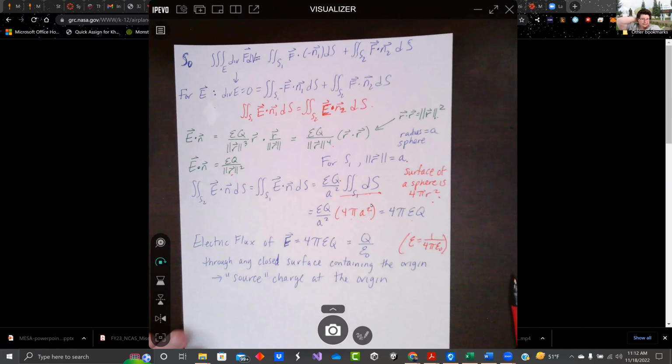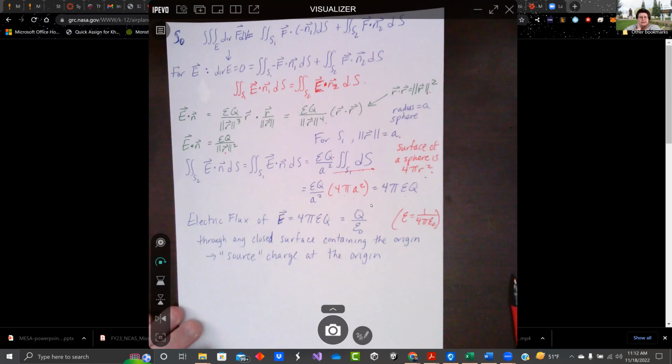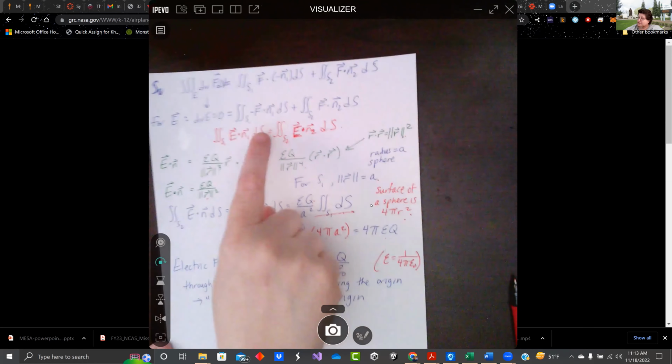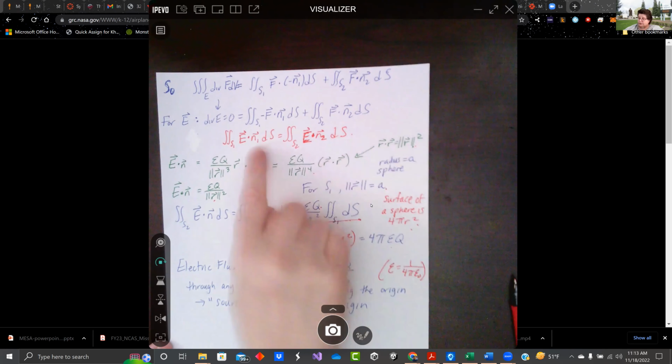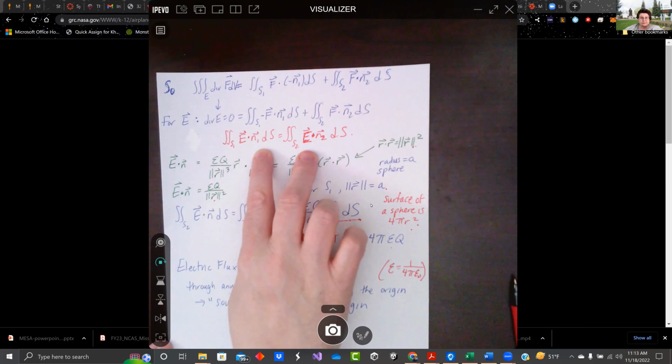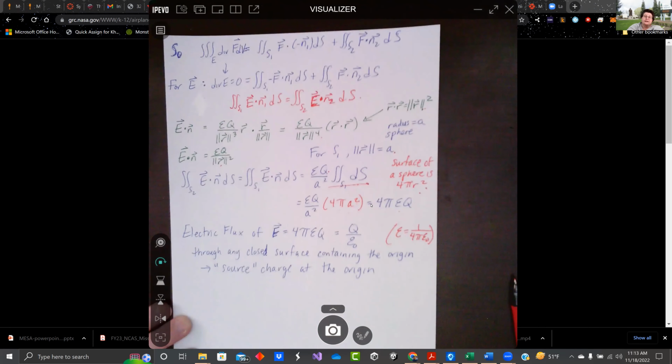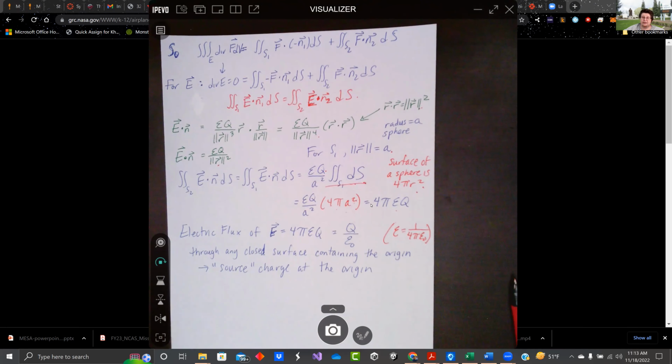So that's the electric flux. The electric flux of E is 4 pi EQ, which is Q over E naught, because that's what E is listed as. And this is through any closed surface containing the origin. The outer surface we didn't describe, it was just S2. The inner surface was radius A, but we were able to see that they are equal to each other right here. So any surface enclosing the origin for the electric flux will be 4 pi EQ.